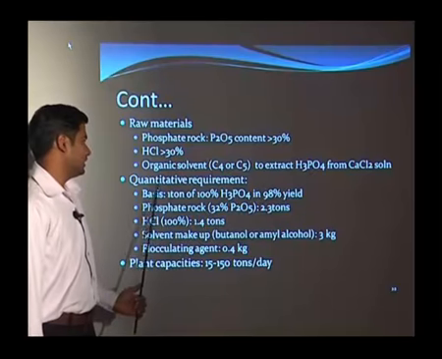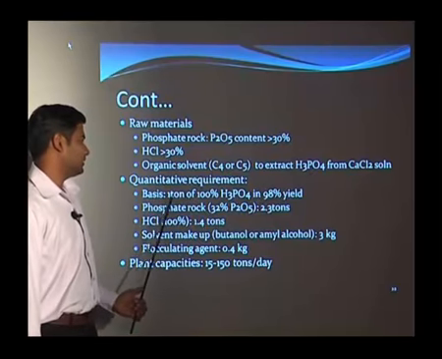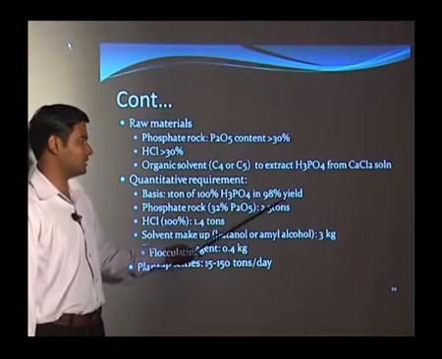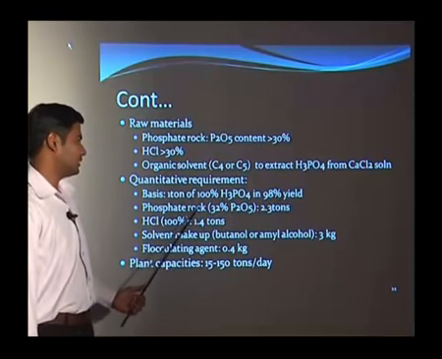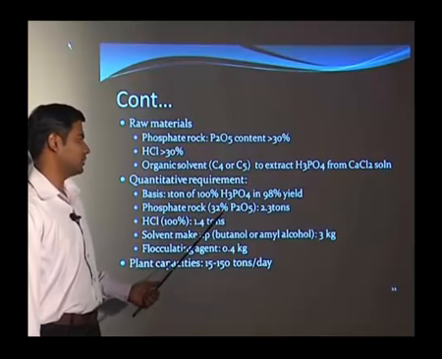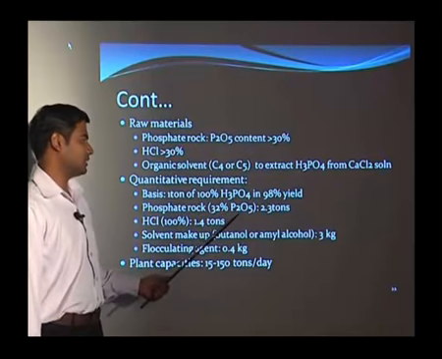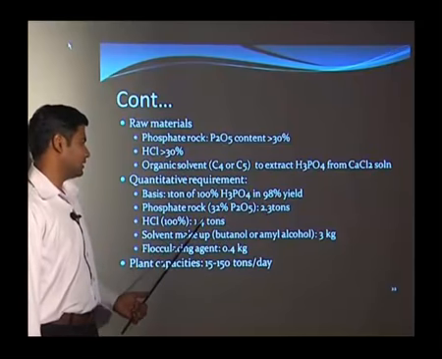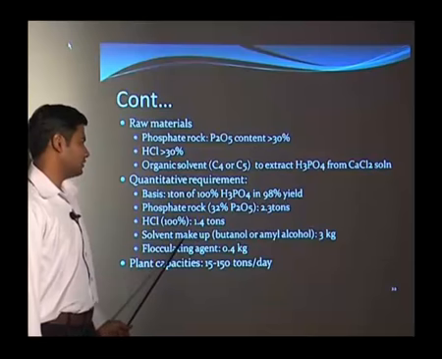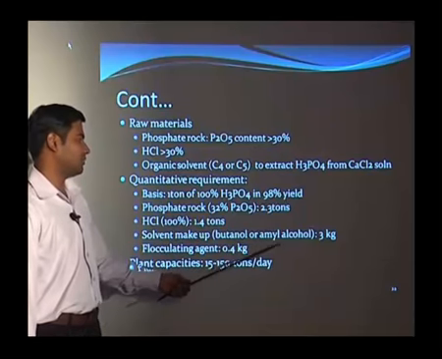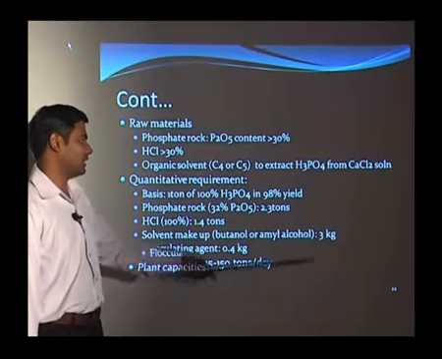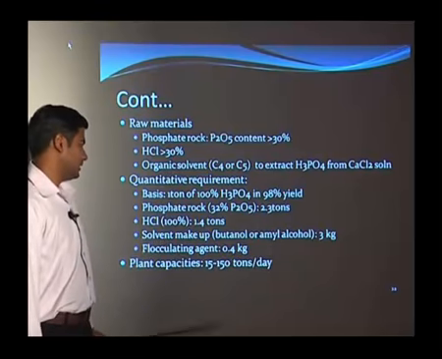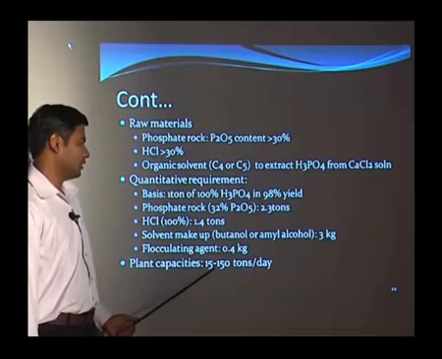Then the quantity requirements are, if we are producing 1 ton of 100% phosphoric acid in 98% yield, then we require phosphate rock as raw material, which is 32% in phosphorus pentoxide. So we require 2.3 tons of it. Then HCl 100% we require 1.4 tons. In the solvent makeup, that is butanol or amyl alcohol, C4 or C5, 3 kg. Then flocculating agent 0.4 kg, and generally plant capacities will vary from 15 to 150 tons a day.